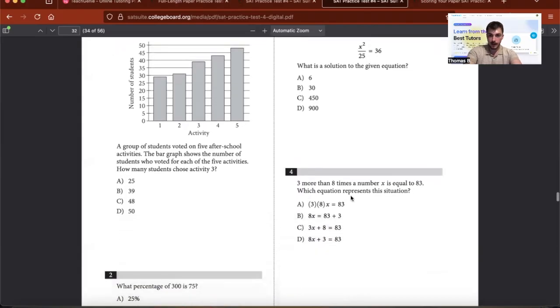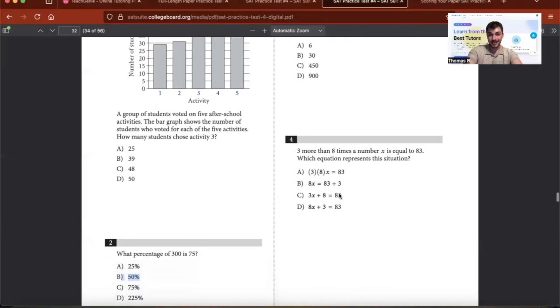All right, 3 more than 8 times x is equal to 83. Which equation represents the situation? I like questions like these. Not too tricky. Is equal to 83. So we know it has to end with equal to 83. That's actually most of these here, so it's not B. 3 more. So it's not times. That's usually addition. So plus 3, something plus 3. Okay, yep, it's already D. And then 8 times the number x. All right, so there's the answer.